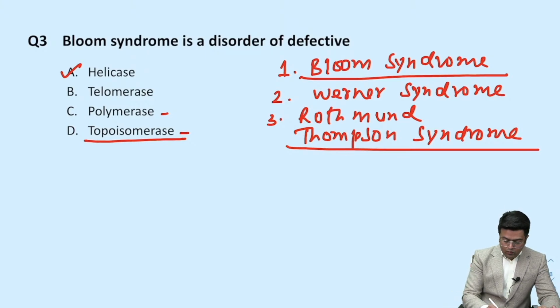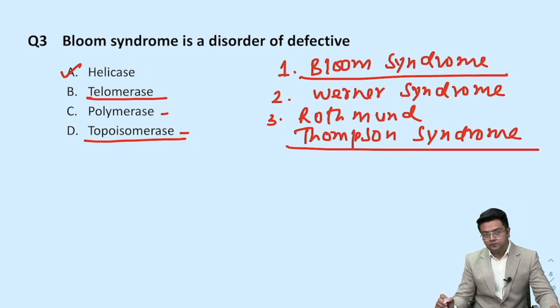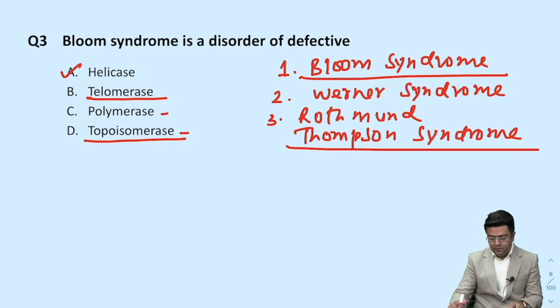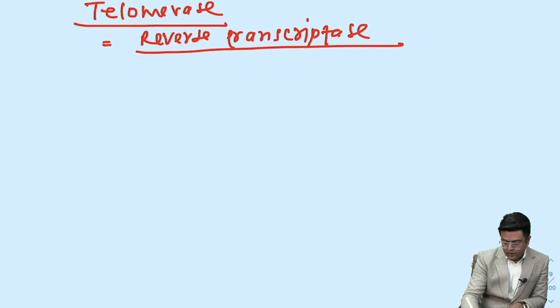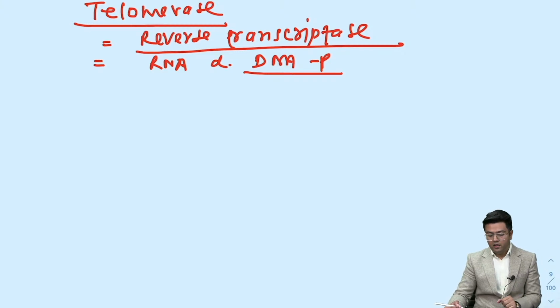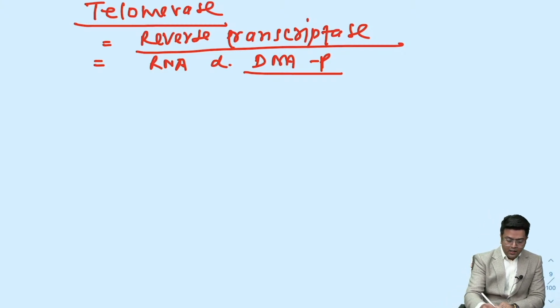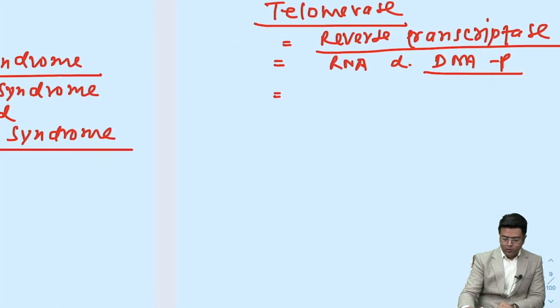Now, moving to the next point, that is telomerase. Telomerase is very important, so some must-know points on telomerase. I am just revising. Telomerase is the enzyme that is also called reverse transcriptase. Don't forget this line, and that is RNA dependent DNA polymerase. D for dependent. That is the telomerase enzyme. And guys, we are talking about the disorder now.